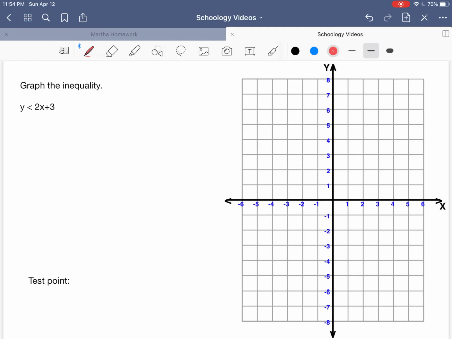Howdy! I'm here to teach you guys how to graph inequalities. Alright, so when you're graphing inequalities, it is very important that you guys look at your equation. Here we're given y is less than 2x plus 3.